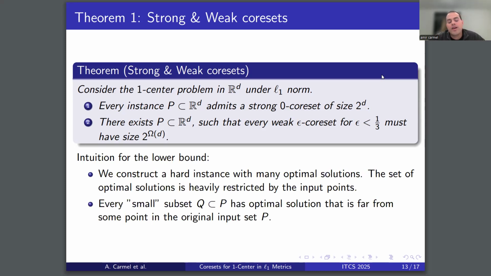For the lower bound, we have to construct a hard instance. We have to construct an instance that has many optimal solutions, and that each point in the instance restricts somehow the sets of optimal solution. So even if we take a subset of the points in P, we get an optimal solution for this subset that is far away from some point in the original input set. So this is a well-structured case.